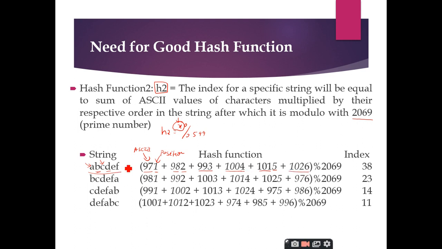Now, if I add all these numbers, 971 plus 982 plus 993 and so on up to 1026, then modular division by the table size. Here I am taking the table size as 2069. No doubt you can take it as 599 or whatever number you like. But it is better you take a prime number, and if you take the table size as a large table, then you will not get that many collisions, right? So the result which I get from this particular calculation is 38. So I need to insert this A, B, C, D, E, F at the position 38. Is it clear up to this point?